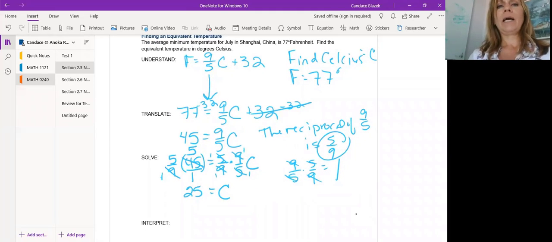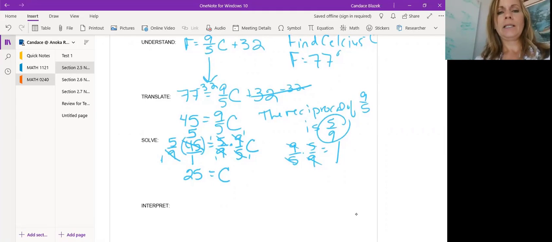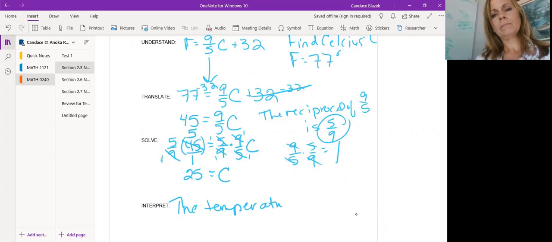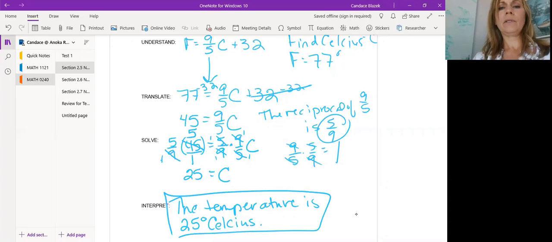When I interpret, it says find the equivalent temperature in degrees Celsius. The temperature is 25 degrees Celsius, or you can just write C.